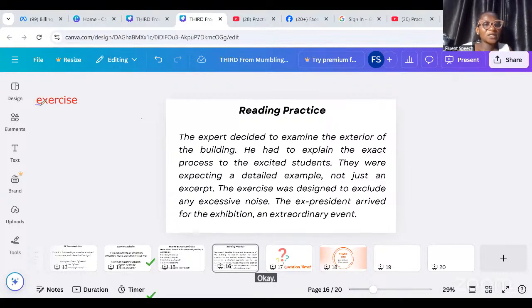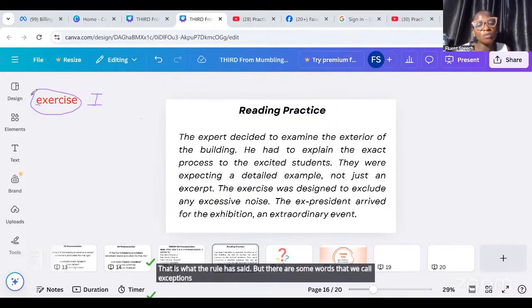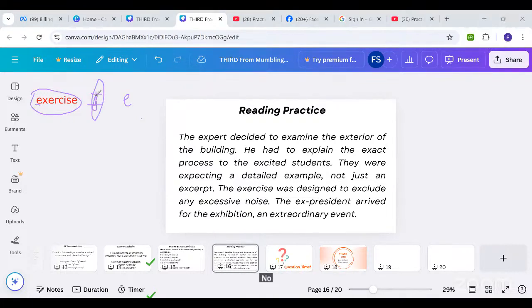You're correct. Because we are not stressing the E, it should make the A sound. But remember, while we were learning the rule, we learned some exceptions. So this word is one of such exceptions. Those words are stubborn. They will not follow the rule. So for this word, the E is not stressed, but it will sound different. I hope I'm not confusing you, sir.